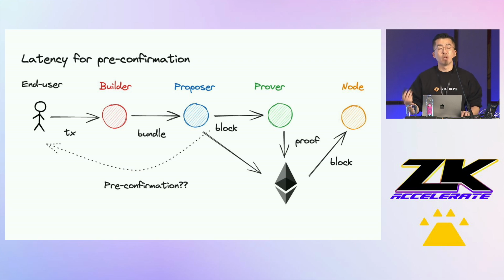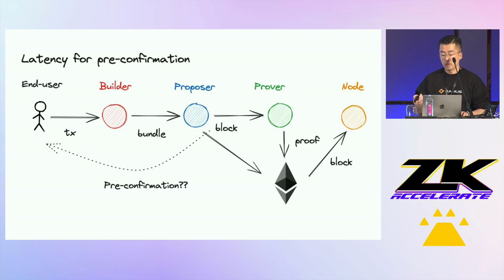Rollup is all about being a scalability solution, so pre-confirmation is really important to make the user experience better. But to apply this modular approach in sequencing for rollups, there would be some unwanted additional latency for pre-confirmation. Pre-confirmation is to say that your transaction will be included in the next block. With this modular approach, the time when you get pre-confirmation from the system is probably after the proposer confirms a block, so it's additional latency happening in this approach.